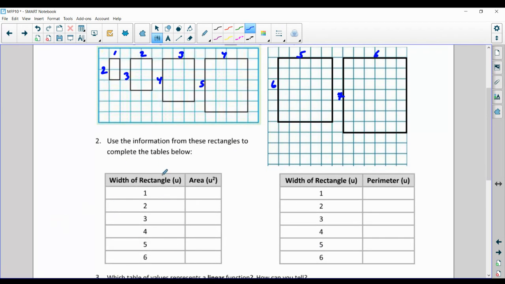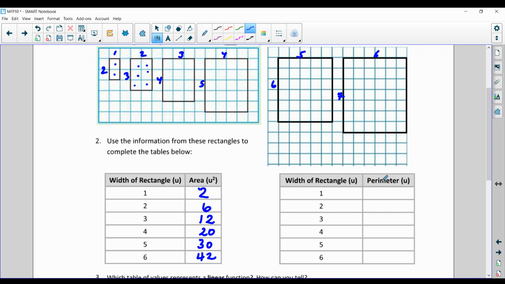Okay, so this first table is asking us to compare the width to the area. So area is how many complete squares does it take to cover that rectangle. And so we have a width of 1 and an area of 2 because we have 1, 2 squares. The second one is a 2 by 3, which is 1, 2, 3, 4, 5, 6, an area of 6, and so on and so forth. As you can see, we can just multiply the length by the width to get the area. So on our next one, we would get 12, because 3 times 4, then 4 times 5 is 20, 5 times 6 is 30, and 6 times 7 is 42.